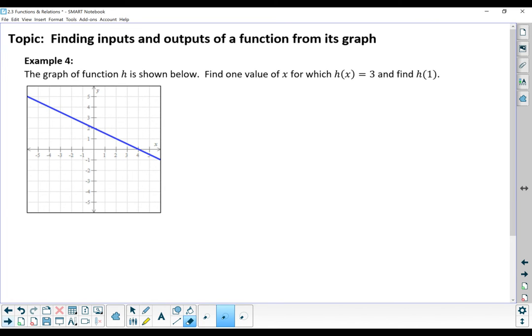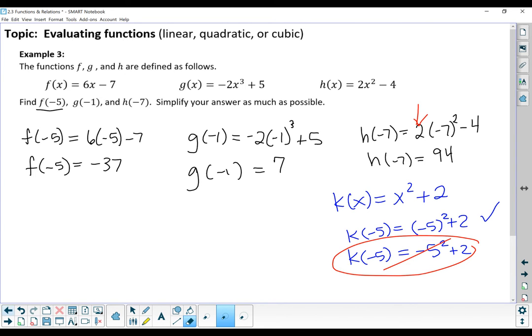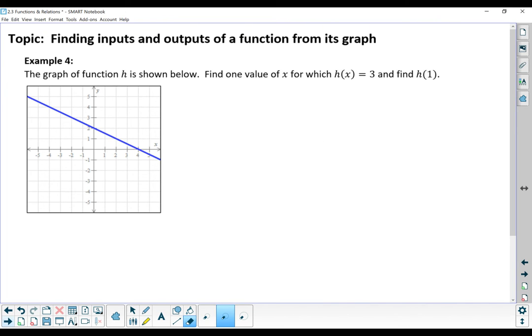All right, the next topic is finding inputs and outputs of a function from its graph. So we were just practicing finding outputs from its equation. Now we're switching to thinking about the graph. So we're going to do this twice because it is one that people tend to make errors on, probably because they're going fast and not reading carefully. Find one value of x for which h of x is 3.